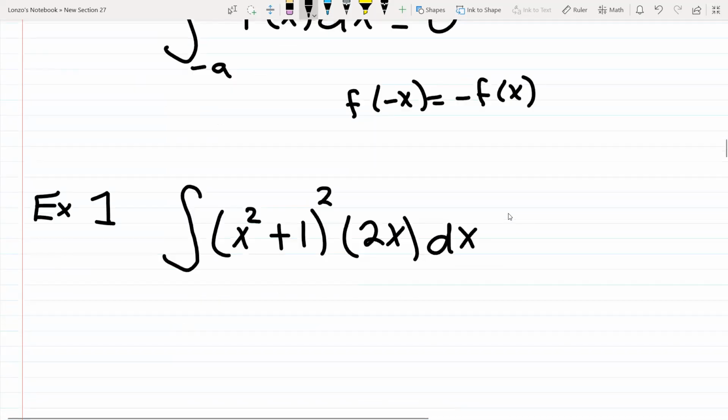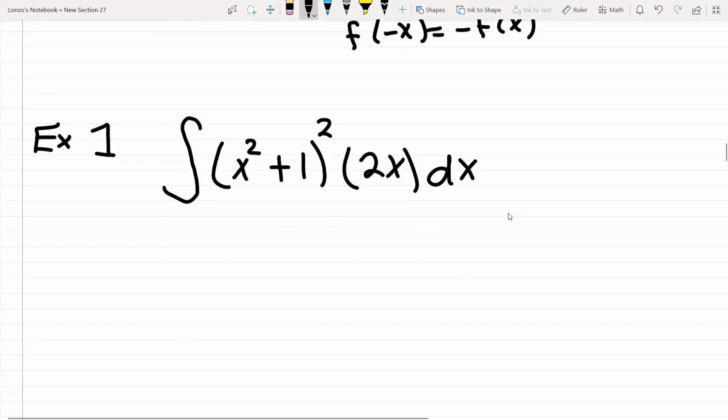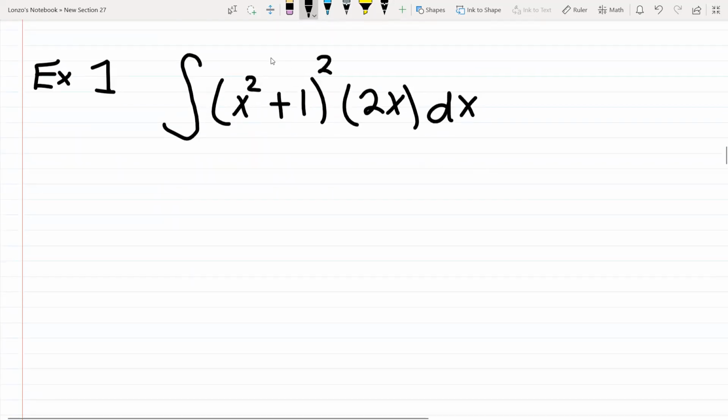So for right now, let's focus on u-substitution with example 1. There are no boundaries, so this would be indefinite. What is the integral of (x squared plus 1) raised to the power 2 times 2x dx? You could FOIL it out and take the integral of each term, but that would take forever. What you could do is just use u-substitution.